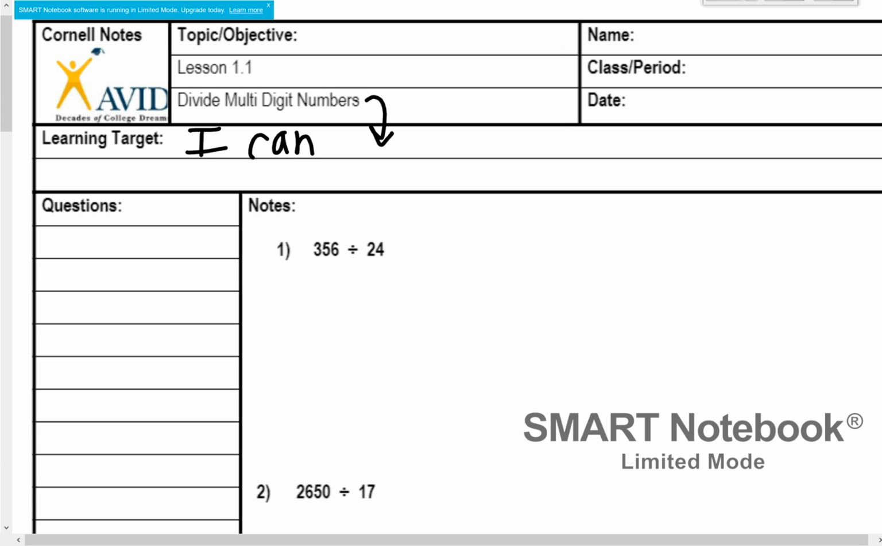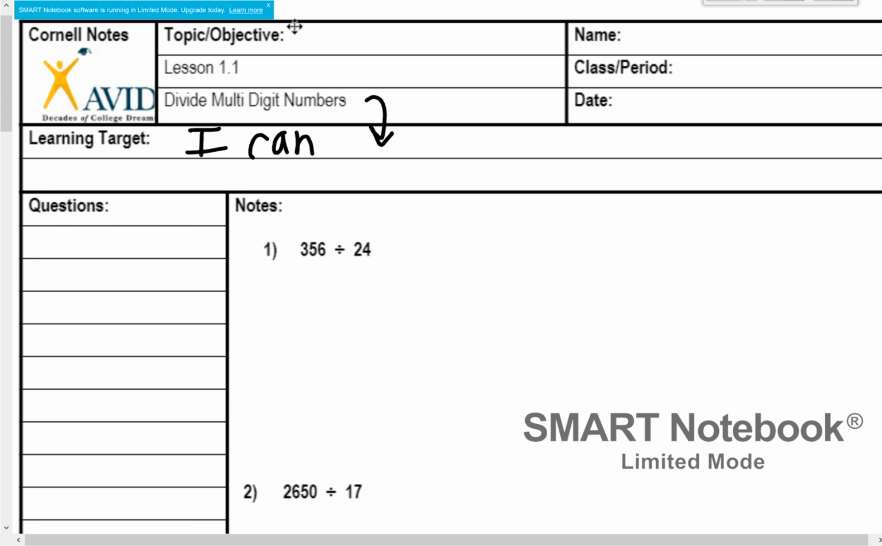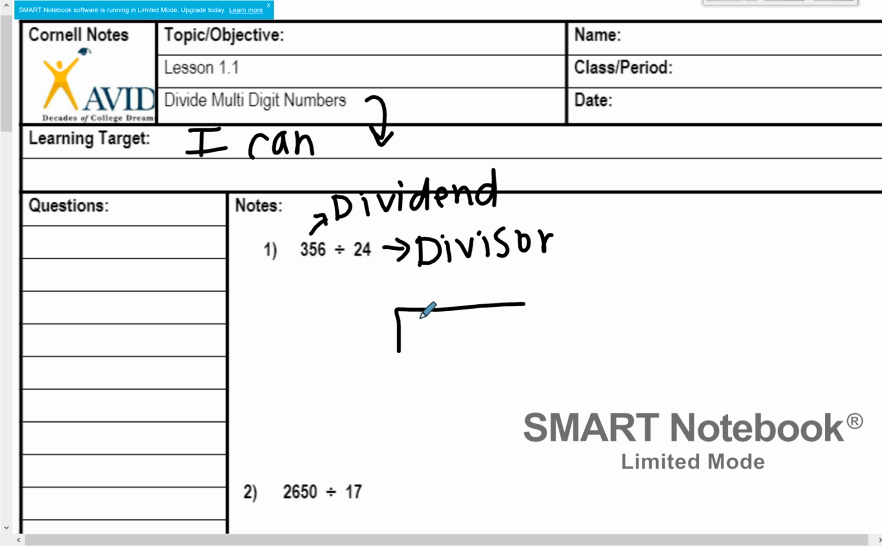Okay, some things that we definitely want to go over is what each of these numbers is called. Okay, so this very first number in a division problem is called the dividend. It is the number that's being divided. Okay, this 24 is called the divisor. It is the number that's doing the dividing. Okay, when we write a division problem, our dividend goes inside the box. So 356 goes inside our division symbol, and 24, our divisor, goes on the outside.